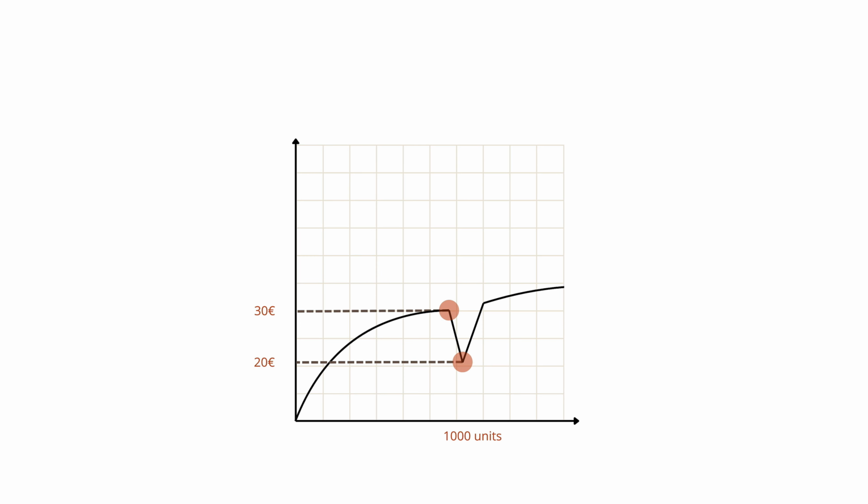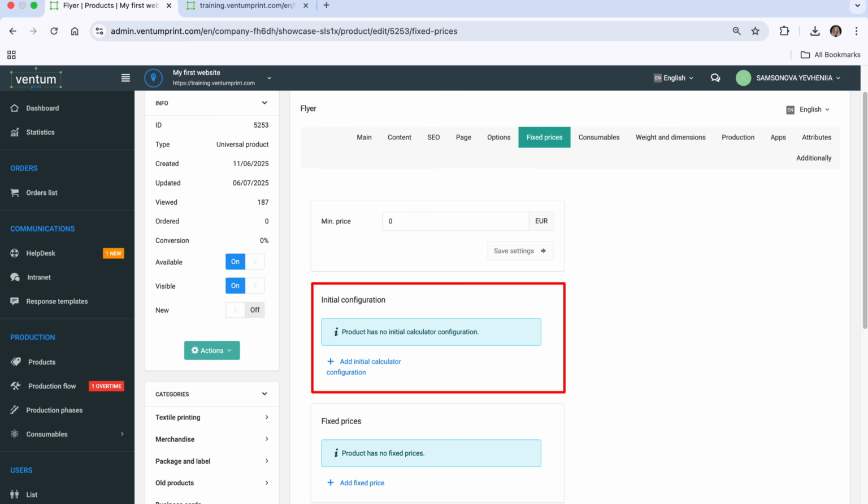The price graph will then show a localized dip at 1,000 units to 20 euros, while preserving proper profitability for all other quantities. This indicative 20 euro price that users expect can be set as the initial configuration of the website page, as shown in the previous video. Let's perform this task technically.